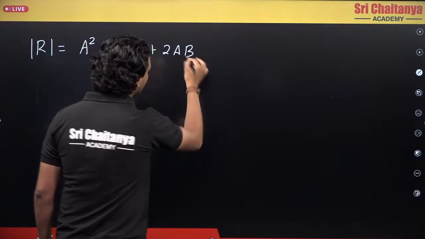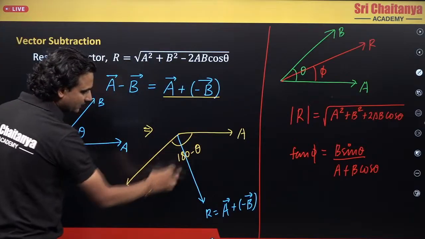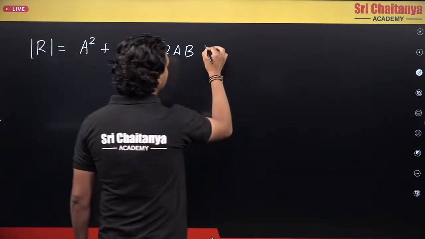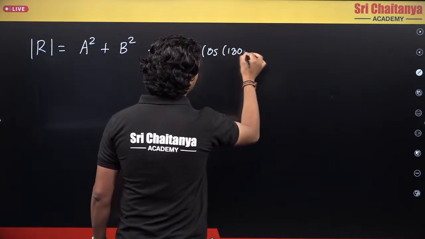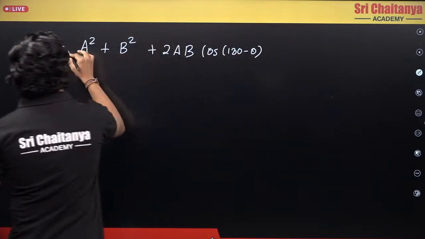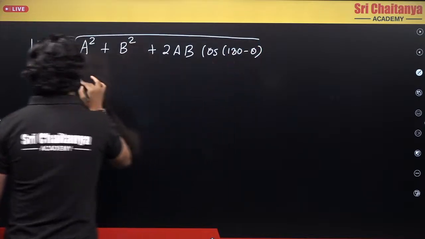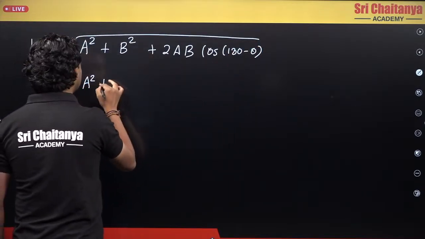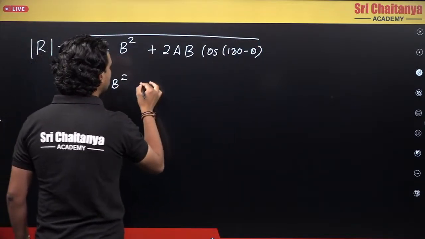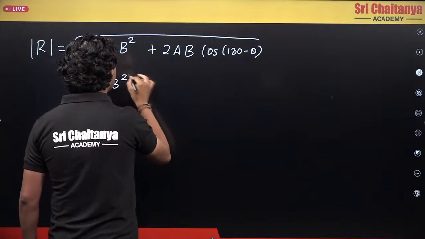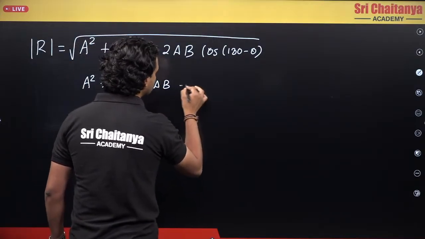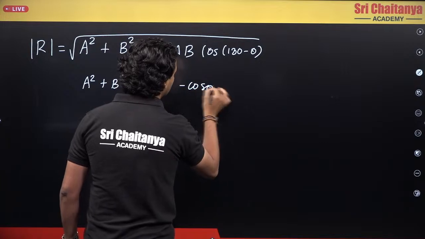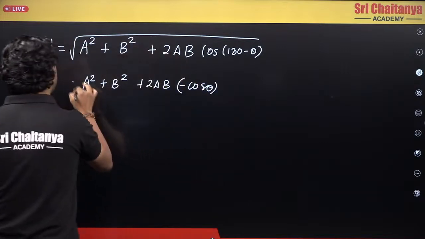2ab, and what is the angle between the two vectors? The angle is 180 minus theta. So I can say it will be cos of 180 minus theta, under root. So what do I get? I get a square plus b square, right? And this will be how much? Plus 2ab, right? And what is cos of 180 minus theta? Cos of 180 minus theta is minus cos theta, under root.